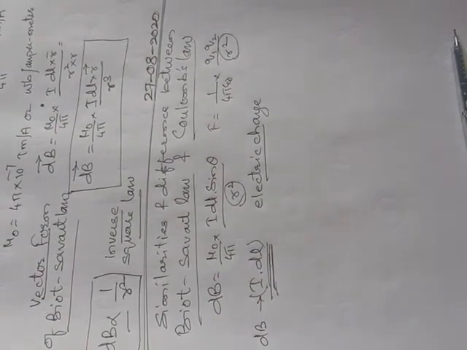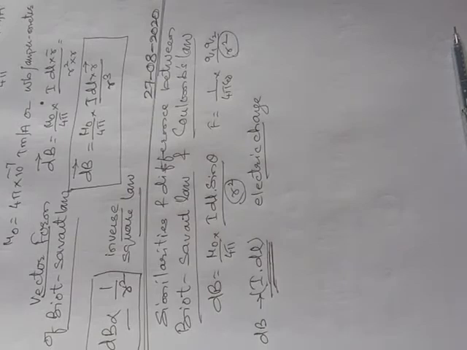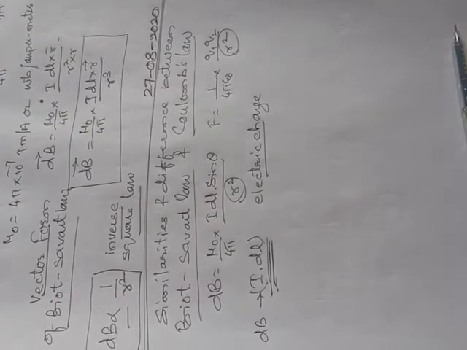Third point, this electric field is along the displacement vector joining the source and the field point. मतलब इसका क्या मीनिंग है? इलेक्ट्रिक फील्ड जो है वो किसके अलॉन्ग पर रहेगा? डिस्प्लेसमेंट वेक्टर जॉइनिंग द सोर्स एंड द फील्ड पॉइंट.